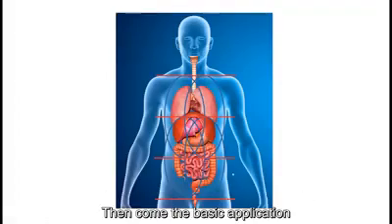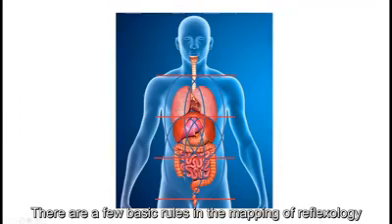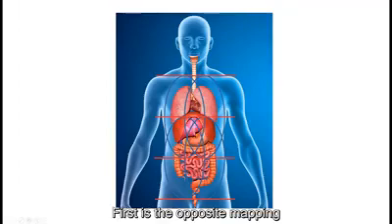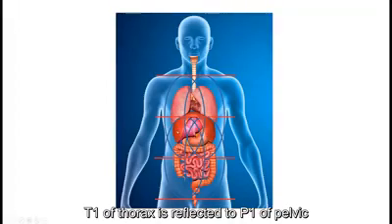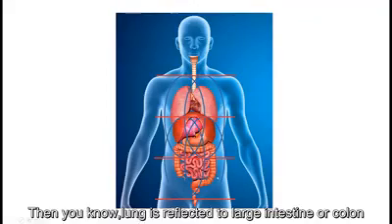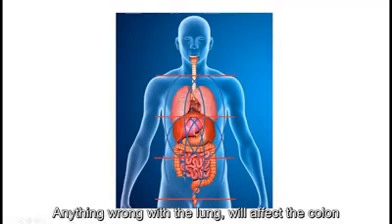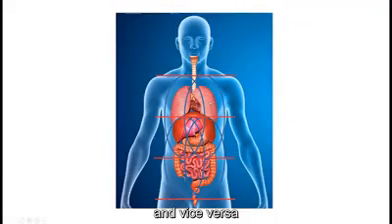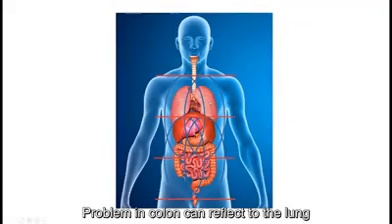Then comes the basic application. There are a few basic rules in the mapping of reflexology. First is the opposite mapping. T1 of the thorax is reflected to P1 of the pelvic, T3 to P3. Then you know, the lung is reflected to the large intestine or colon. Anything wrong with the lung will affect the colon, and vice versa. A problem in the colon can reflect to the lung.